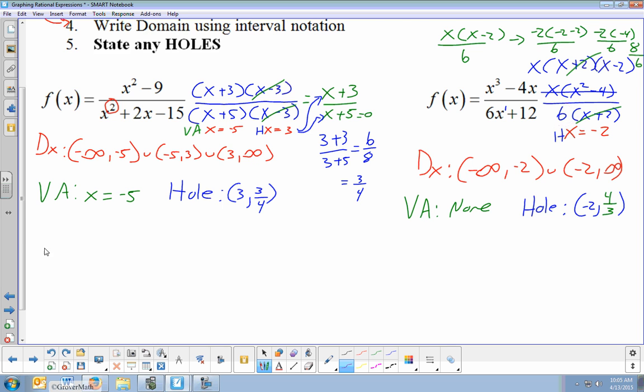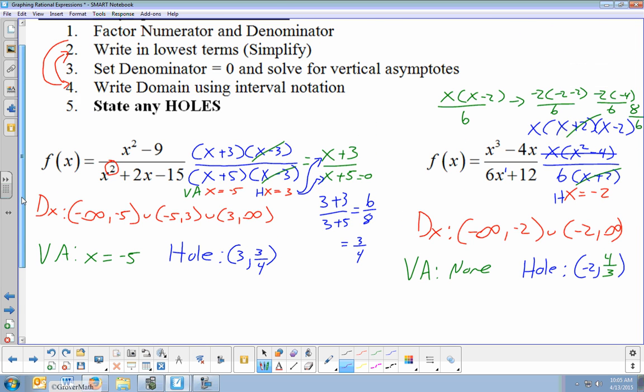All right, so we'll certainly practice all of this tomorrow, and then the next day we're going to add a step 6 to it, horizontal asymptote. So we're going to build upon this.